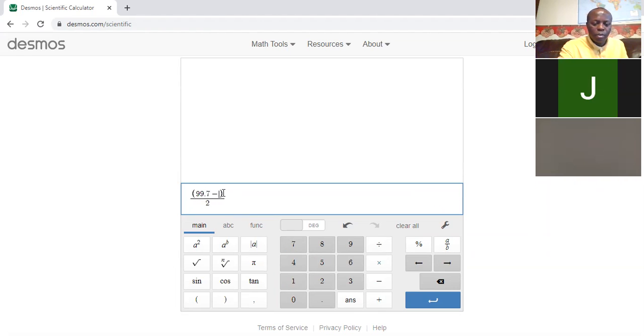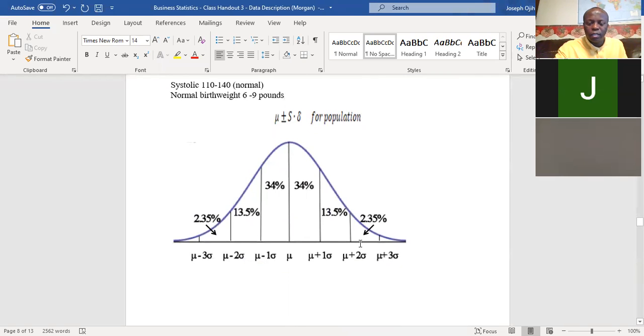99.7 minus 95 divided by 2 gives me 2.35%, which is what we have there, on both sides. Now, all this is for a symmetric or normal distribution, what we expect to be normal, the usual. Of course, there are some exceptions.